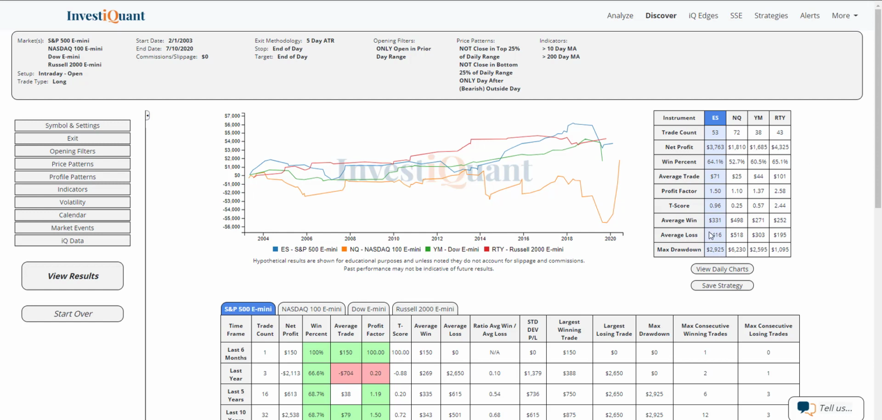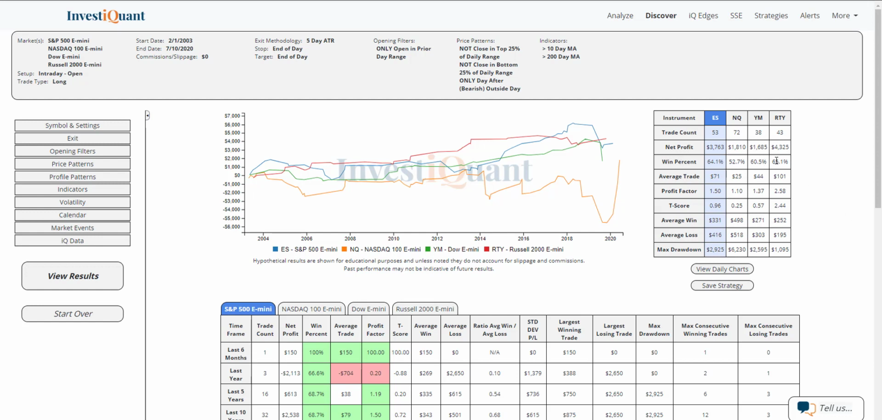Looking down here, average win versus average loss. It looks like the average loss has been bigger than the average win on those historically in the ES. So it has opened some volatility to the downside when it is not correct. NASDAQ's pretty similar win-loss. YM pretty similar, and Russell actually a little bit bigger on the win than the loss. So kind of mixed results there on which side gets the bigger average result on the win or loss.